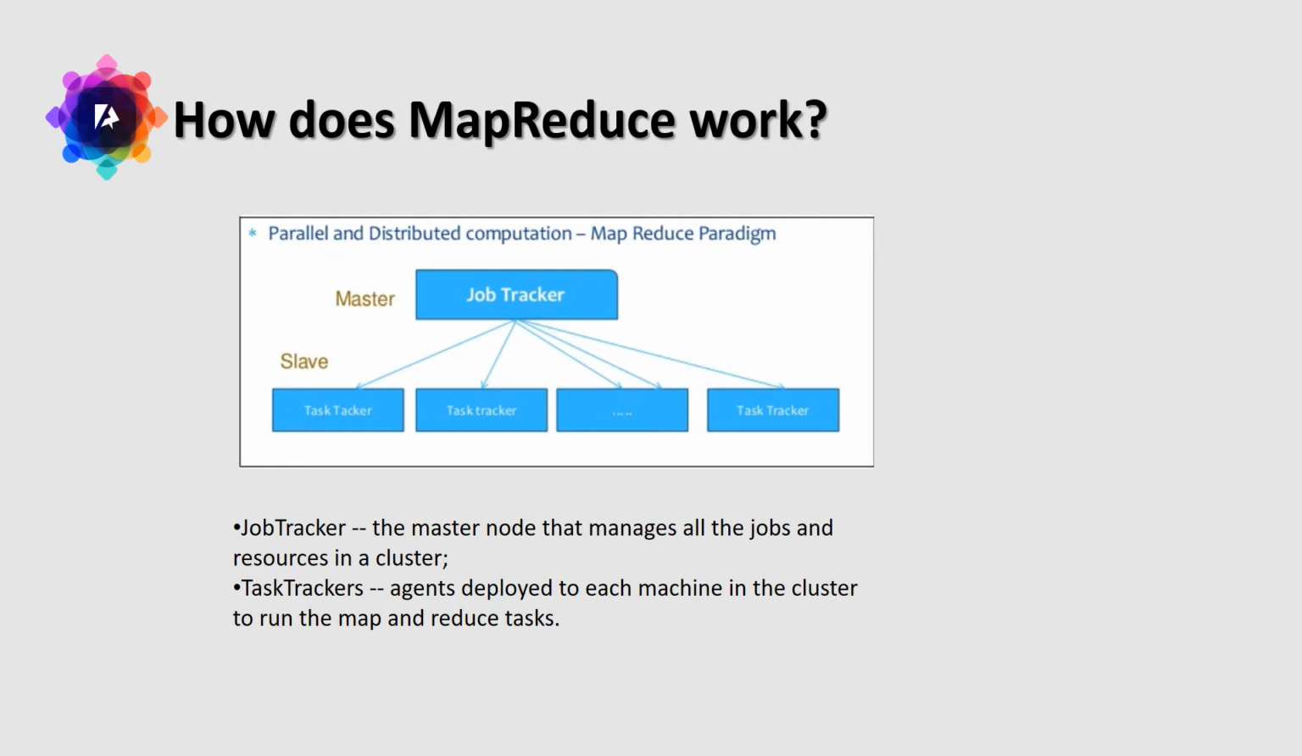The original version of MapReduce involved several component daemons, including job trackers, which are the master node that manage all the jobs and resources in a cluster. And then the task trackers are agents deployed to each machine in the cluster to run the map and reduce tasks. And the job history server is a component that tracks completed jobs and is typically deployed as a separate function with the job tracker. MapReduce is designed to match the massive scale of HDFS and Hadoop, so you can process unlimited amounts of data, fast, within the simple platform where it's stored.